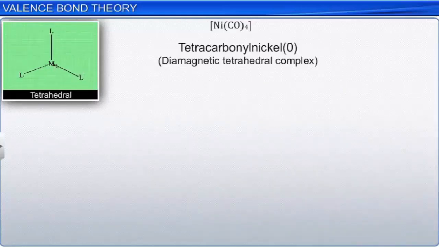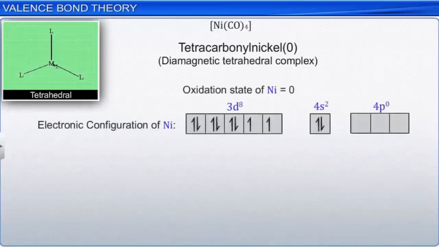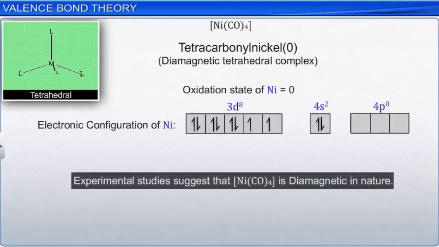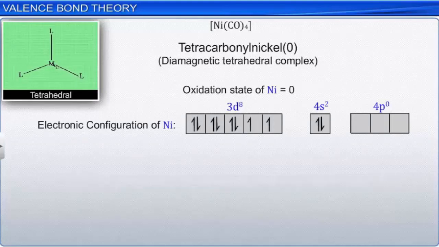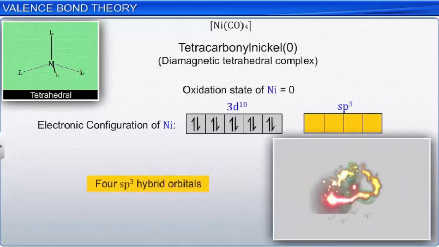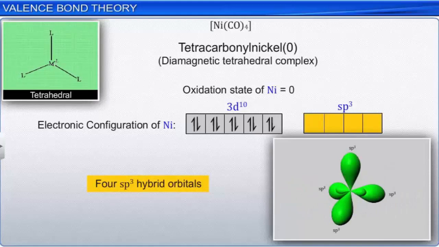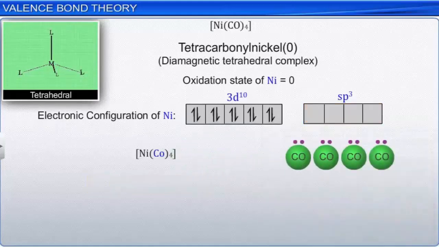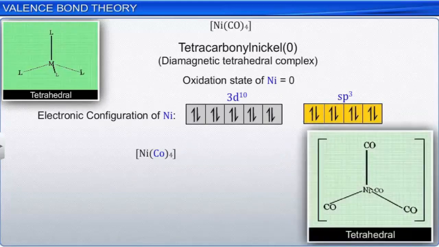The experimental studies suggest that tetracarbonyl nickel is diamagnetic in nature. Actually, in the atomic state, nickel has two unpaired electrons. We may expect a paramagnetic nature, but the experimental study says it is a diamagnetic substance. See, this complex undergoes sp3 hybridization. In the s orbital there are two electrons. Now these two electrons occupy the 3d orbital. That's why all these electrons are paired up, and that's why it exhibits a diamagnetic nature.